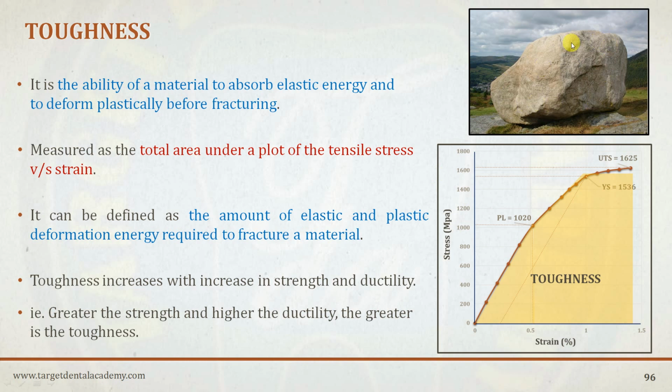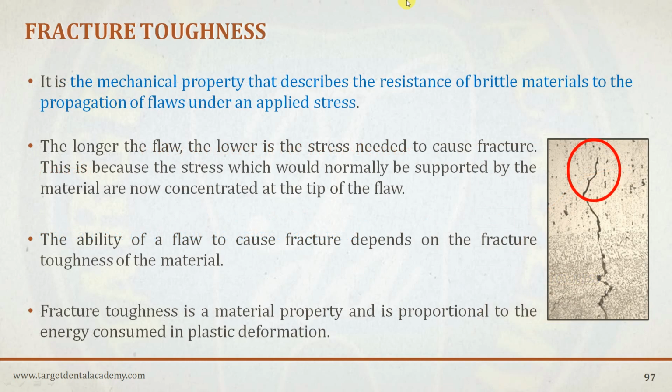Example, the rock, or you can say a large stone. Fracture toughness is a mechanical property that describes the resistance of brittle materials to the propagation of flaws under applied stress. The longer the flaw, the lower is the stress needed to cause fracture. This is because the stress which would normally be supported by the material is now concentrated at the tip of the flaw from where it begins. So the ability of the flaw to cause the fracture depends on the fracture toughness of the material. The fracture toughness is a material property and is proportional to the energy consumed in the plastic deformation before it fractures.